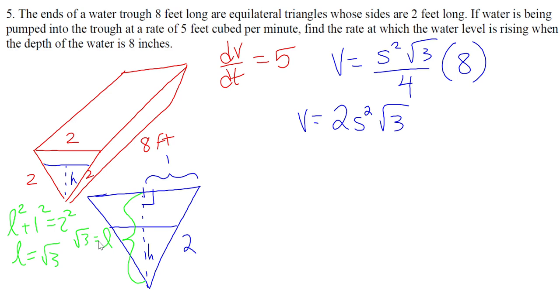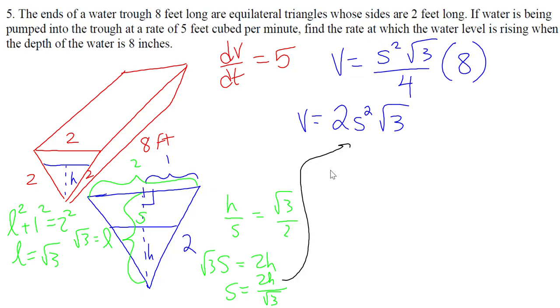Right, it tells us that the height to the side length, h over s, should be equal to the height of root 3 to the side length of 2, which tells us that s is equal to, if we cross multiply here, root 3 times s is equal to 2h. So s is equal to 2h over root 3.